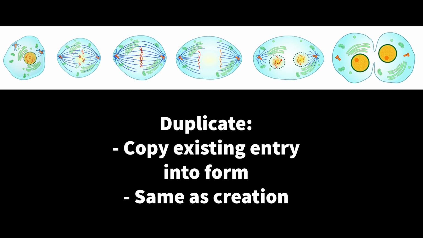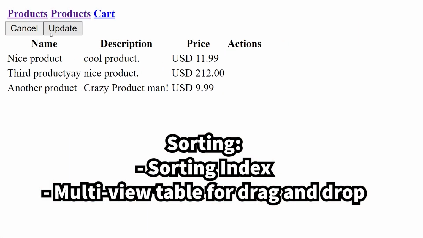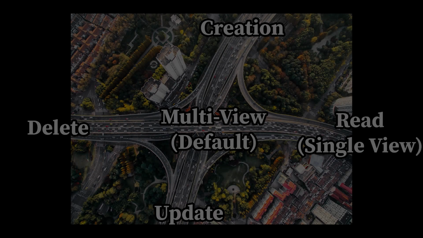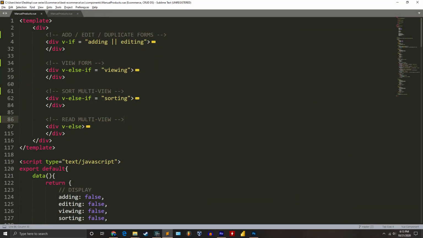Duplicating. It is same as creating, except we copy the form from the existing entry. Sorting. We will need an indexing field and a multi-view table with sortable. And finally, we need a means to switch in between all these different operations, which are just a set of Boolean values: adding, editing, sorting, and viewing, coupled with the v-if and v-else-if in Vue.